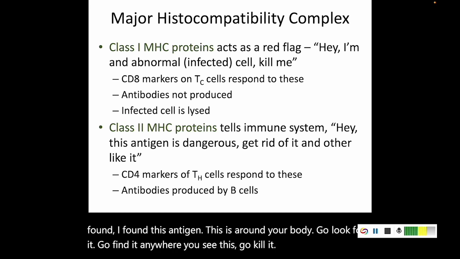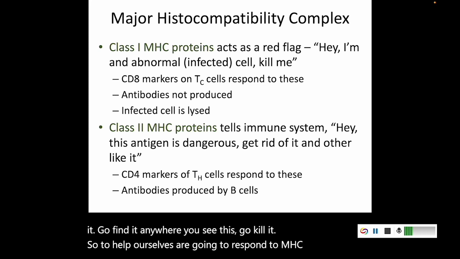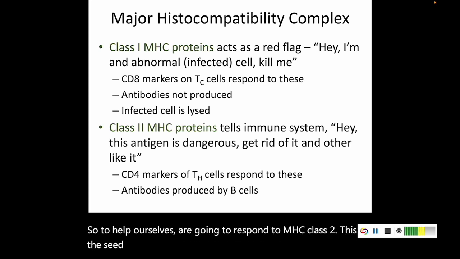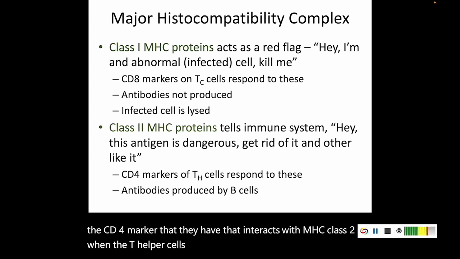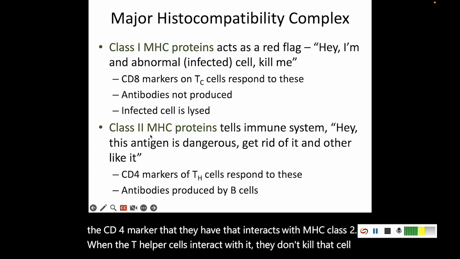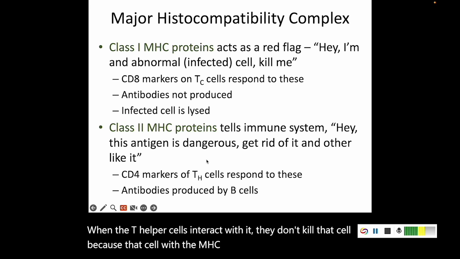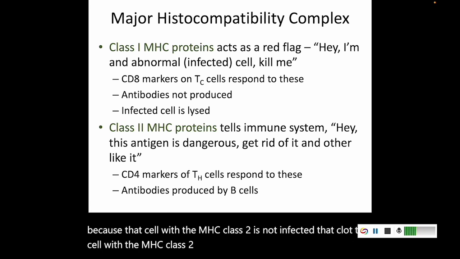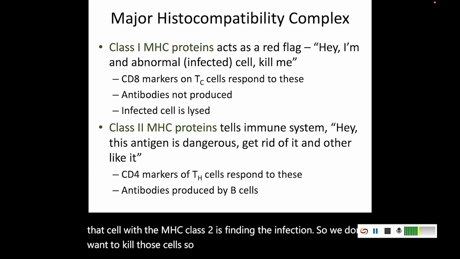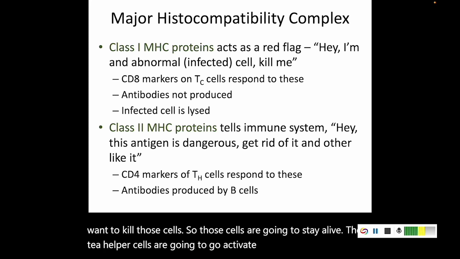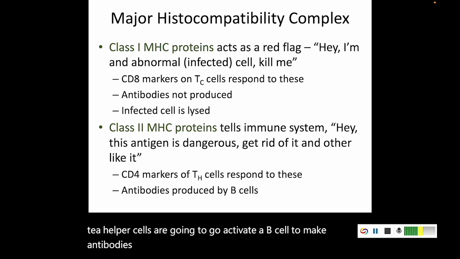So T helper cells are going to respond to MHC class 2. This is the CD4 marker that they have that interacts with MHC class 2. When the T helper cells interact with it, they don't kill that cell because that cell with the MHC class 2 is not infected. That cell with the MHC class 2 is finding the infection. So we don't want to kill those cells. So those cells are going to stay alive. The T helper cells are going to go activate a B cell to make antibodies, and the antibodies are going to go find the antigen and get rid of it.